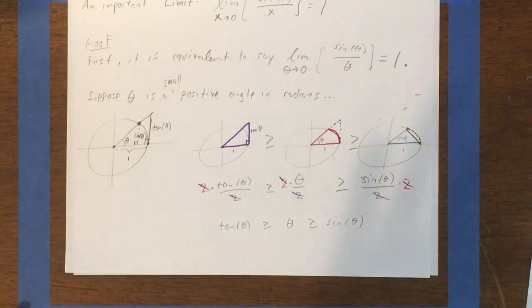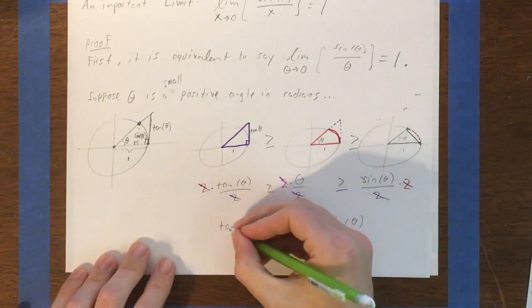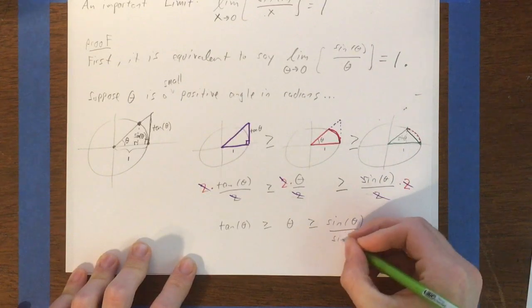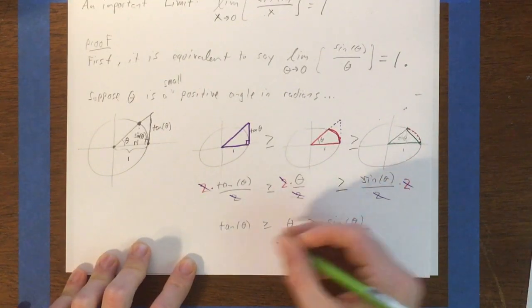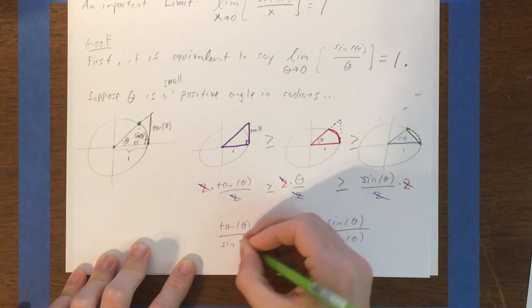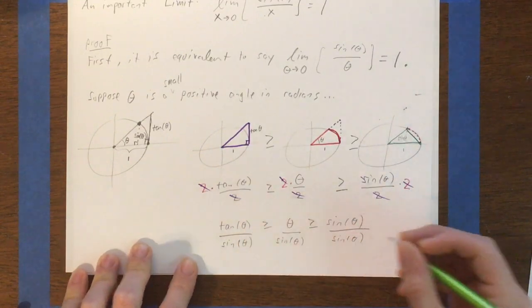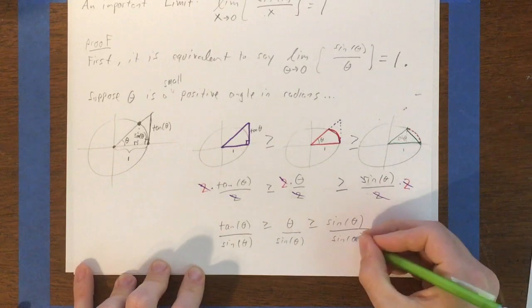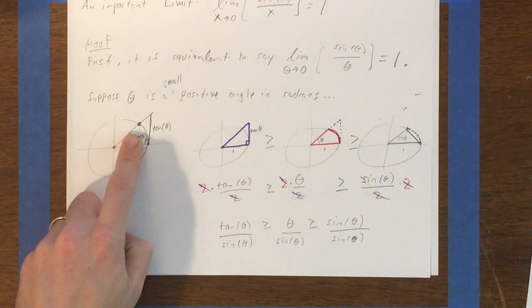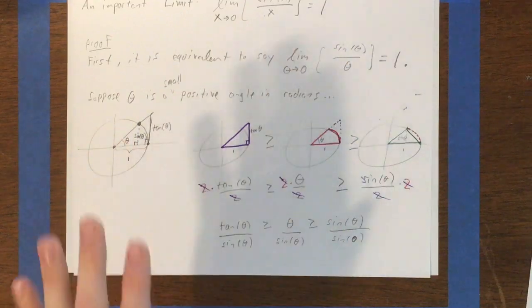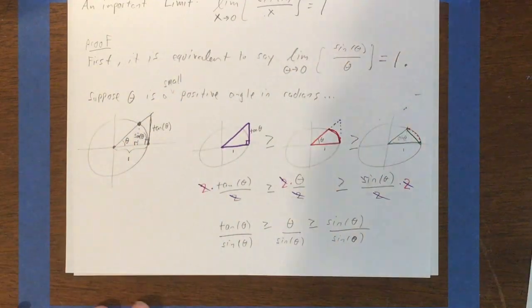And the next thing we want to do kind of comes out of nowhere, but what we want is to divide everything by sine of theta. For small positive angles, this is okay to do because sine of theta will be a positive number, and so that's not going to mess up our inequalities at all. Remember, we're in quadrant 1, so sine and cosine are both positive.